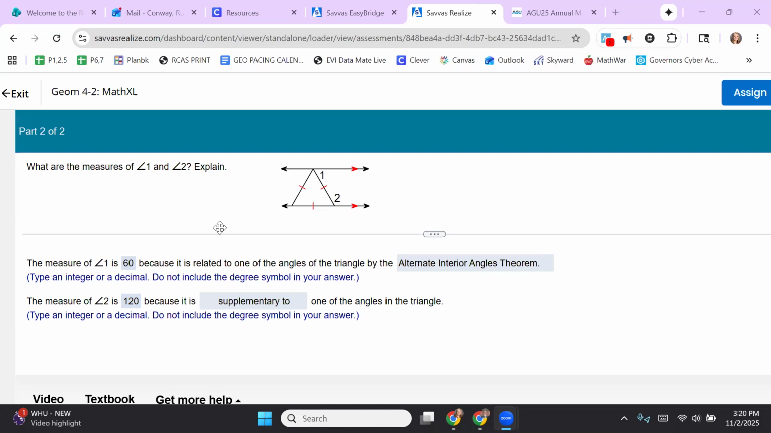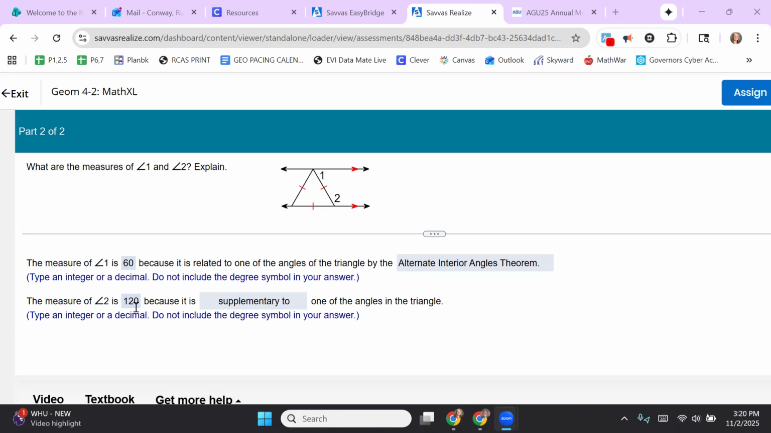The measure of angle 1 is 60 because the measures of these angles are 60. And I know that because it's an equilateral triangle. So if this angle 1 is 60, see these are parallel lines. And if I think of a transversal continuing up and down here, angle 1, and I wish this was labeled like angle 3 or something, but angle 1 and angle 3 would be alternate interior angles. So that's what I typed here.